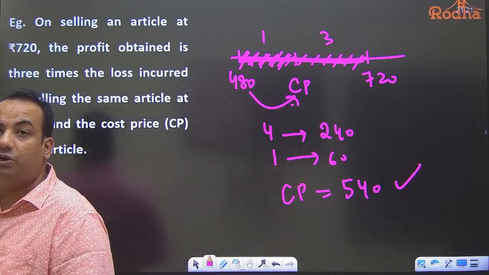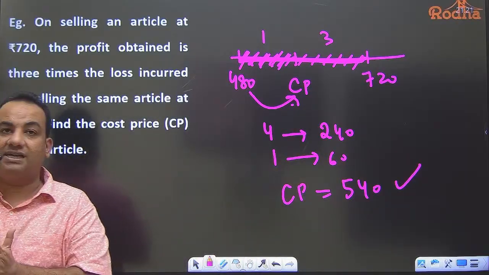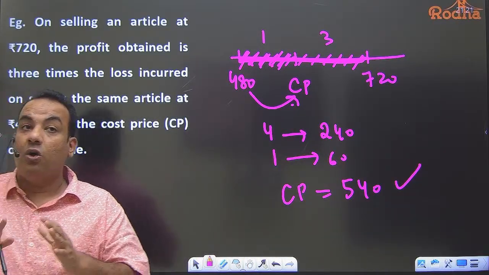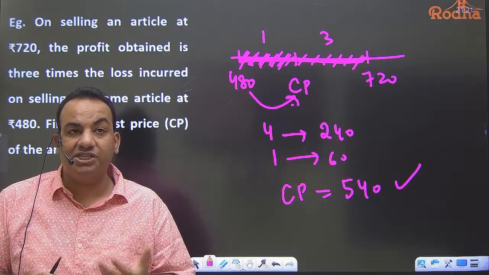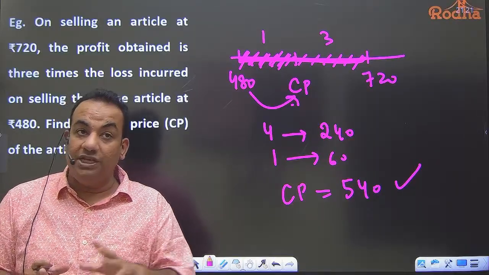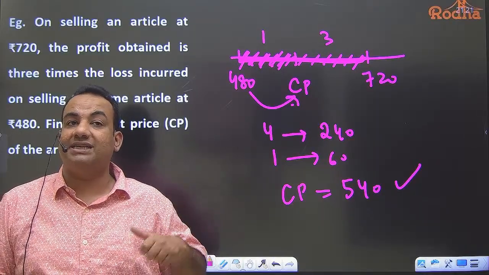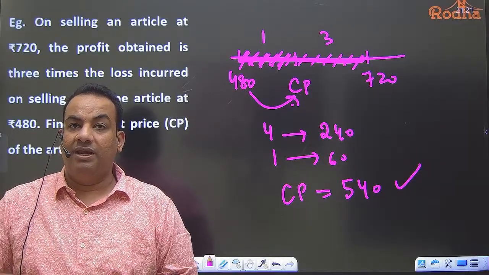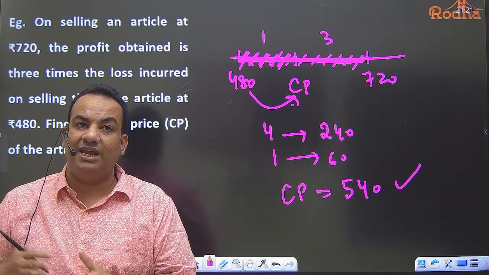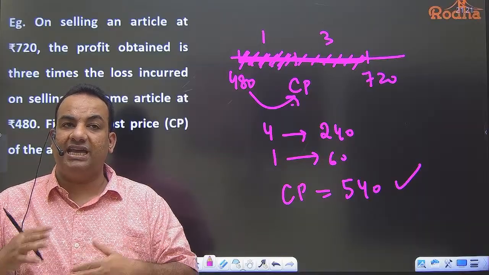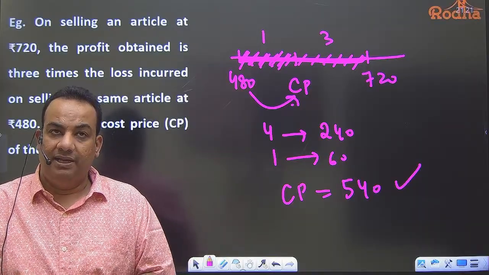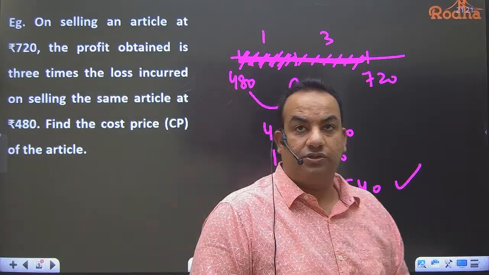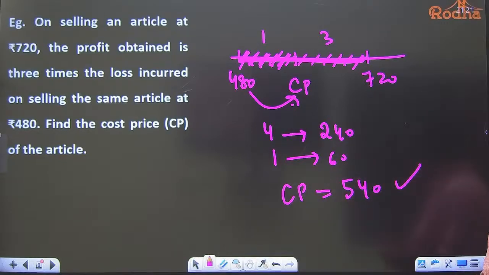Very good, Rucha. Very good. What about others? Have you understood this? Answer for this is 540. Although you can frame equations also. We can do this question by another method also, that is the equation method, where we assume cost price is X. When it is sold for 720, we can make one equation. When it is sold for 480, I can make another equation. Then equate. But you can solve without equation also. Is it okay? Great.